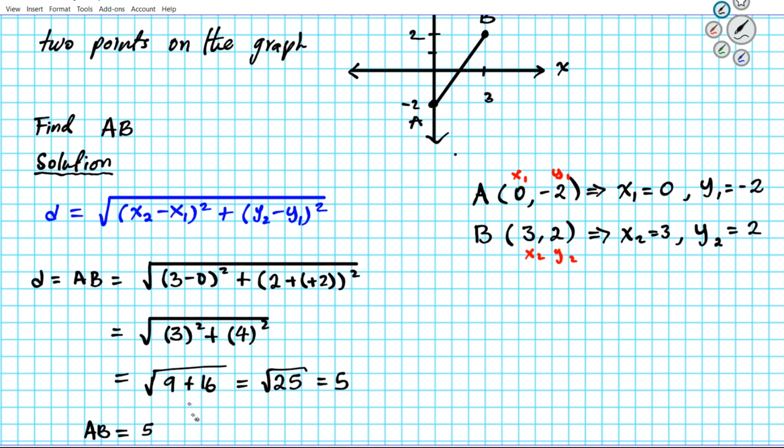So what does that mean in the context of this problem? The distance between the 2 points that were given, which were (0, negative 2) and (3, 2), is 5. There you have it. Okay, let's take a look at number 2.